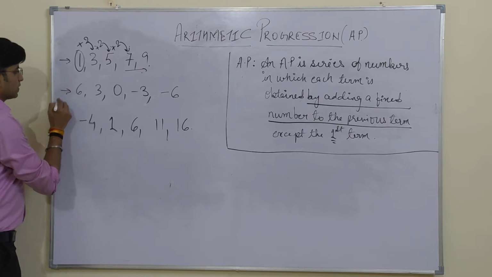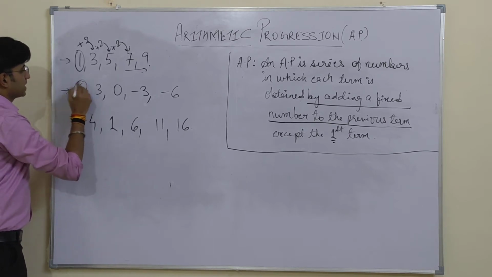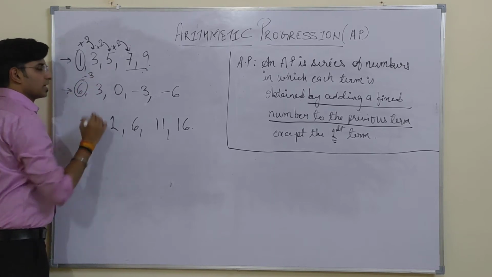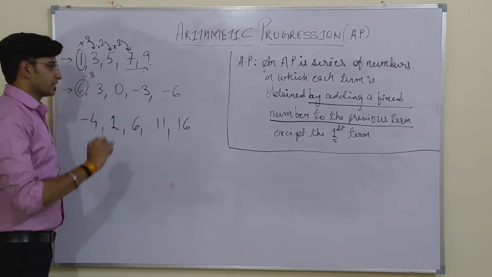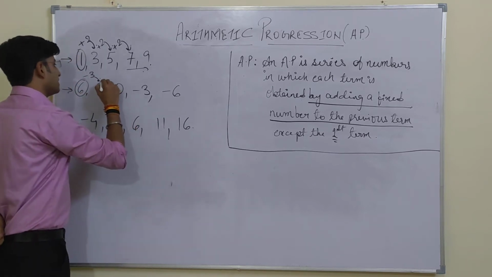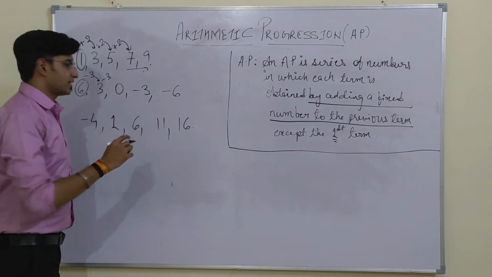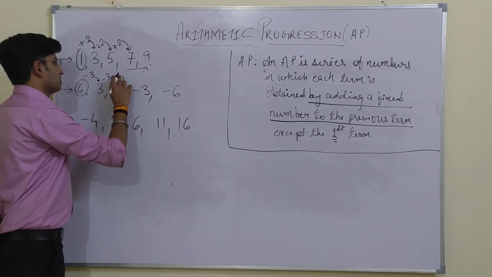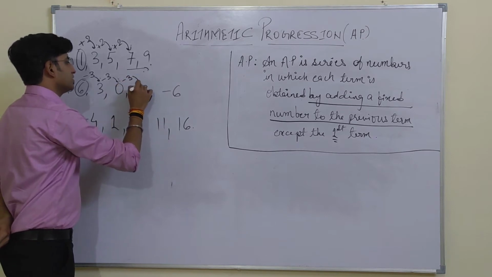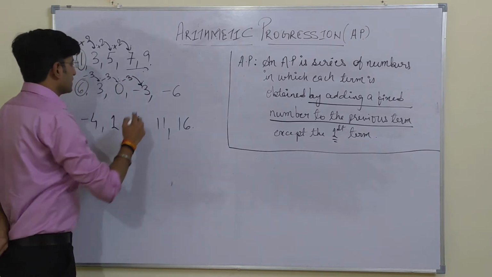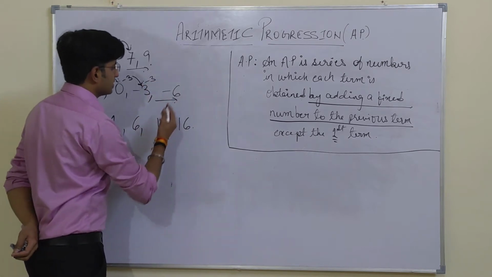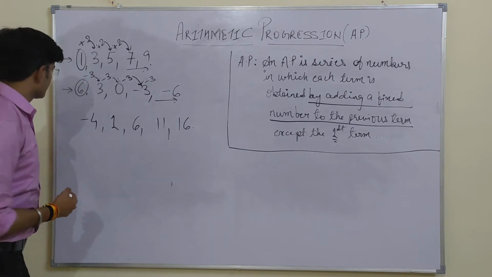Let's dive into the next sequence. We're starting with 6. If we add minus 3 to 6, we'll get 3. Again if we add minus 3 to 3, we'll get 0. Again if we add minus 3 to 0, we'll get minus 3. And again if we add minus 3 to minus 3, we'll get minus 6, and hence the sequence is generated.